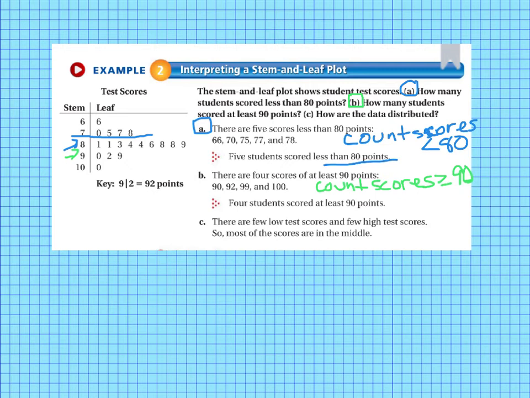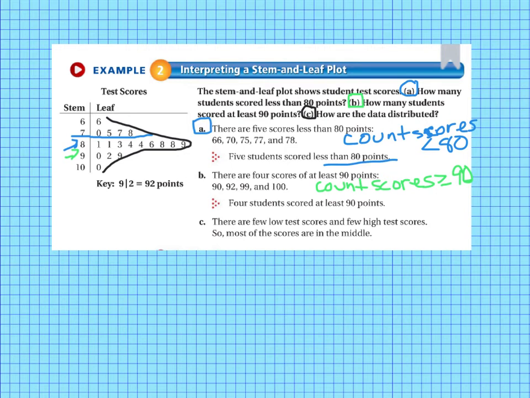And finally, we're going to look at question C, 2C. How are the data distributed? So we want to know if it's skewed left, skewed right. And it says there are few low test scores and few high test scores. So most of the scores are in the middle. And indeed, if you were to turn this sideways and make a graph out of it, you can see that it's pretty well peaked right in the center, and it's low on both ends.